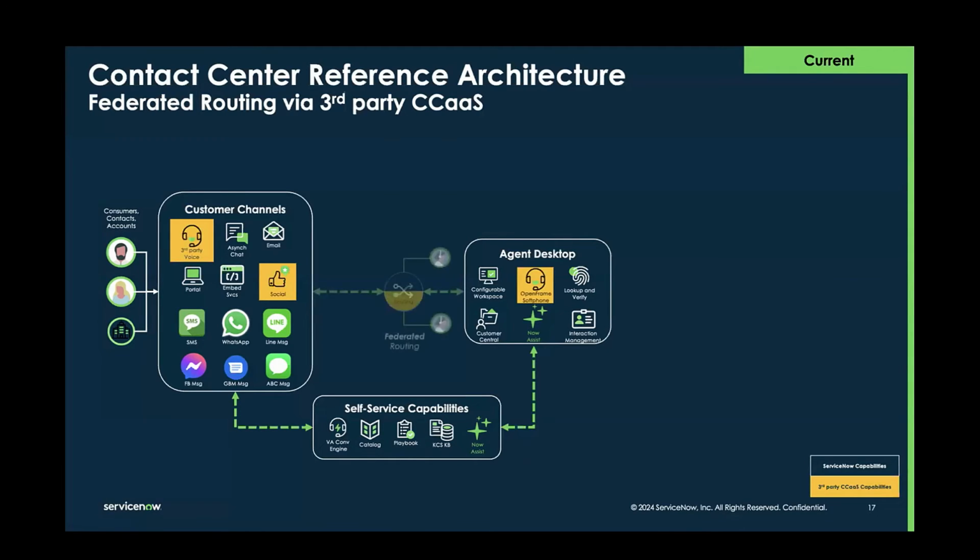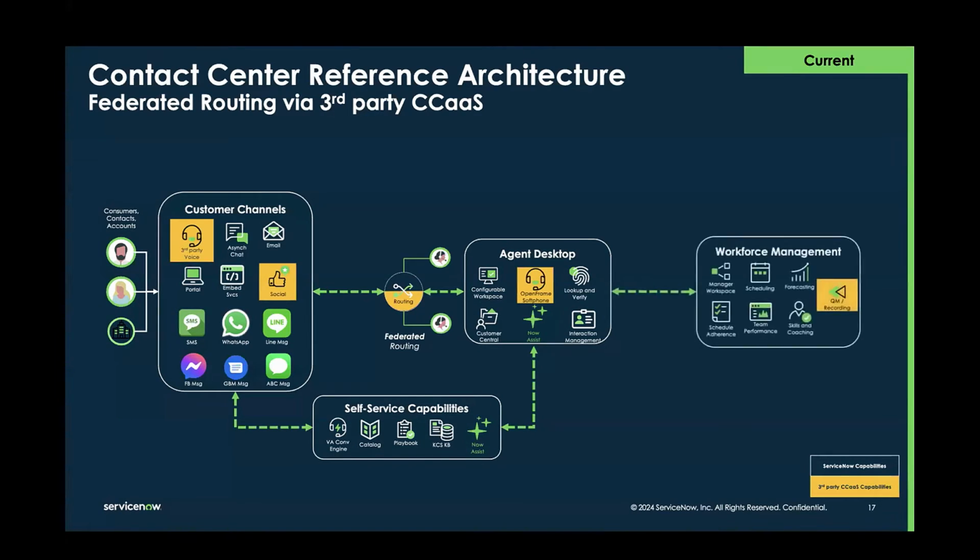Based on the channels, for example, for a phone call, the voice will be routed by the third-party CCaaS, and all of the other channels that are handled by ServiceNow will be routed directly by Advanced Work Assignment, also known as AWA. And if there is workforce management, it could also be tied directly into the agents' work within those sessions.